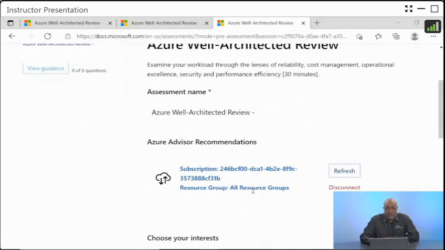Now, of course, I can segment my workloads by subscription and by resource groups. And so if I had a particular workload or collection of resources that made up a particular workload, I would have chosen just that resource group, and then I'm going to assess that particular workload. So this may actually include multiple workloads.